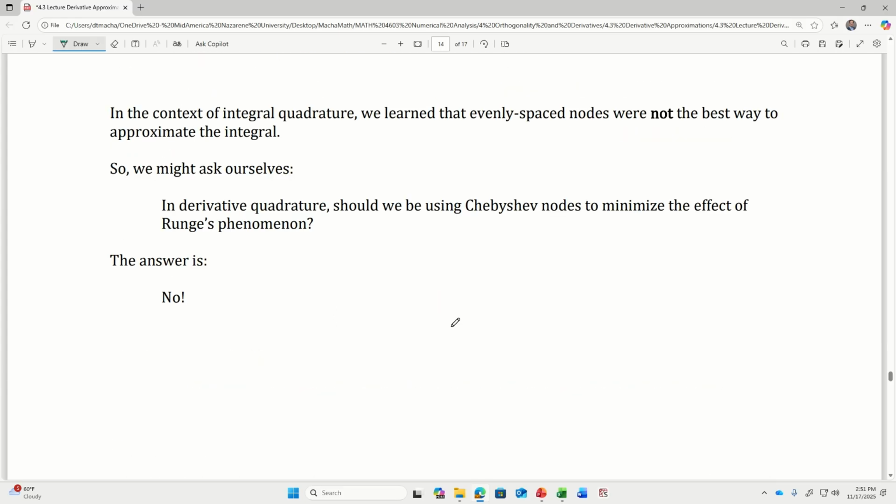In the context of integral quadrature, we learned that evenly spaced nodes were not the best way to approximate the integral. You might ask, in derivative quadrature, should we be using Chebyshev nodes because we want to minimize the effect of Runge's phenomenon, like we did with Clenshaw-Curtis-Fejér quadrature? No. It turns out it doesn't matter. We don't care about Runge's phenomenon. I'll tell you why.